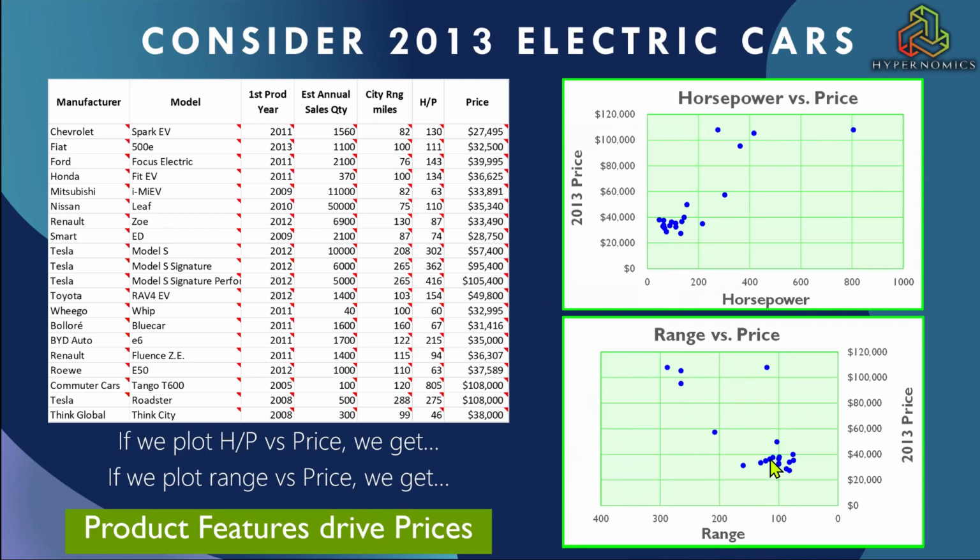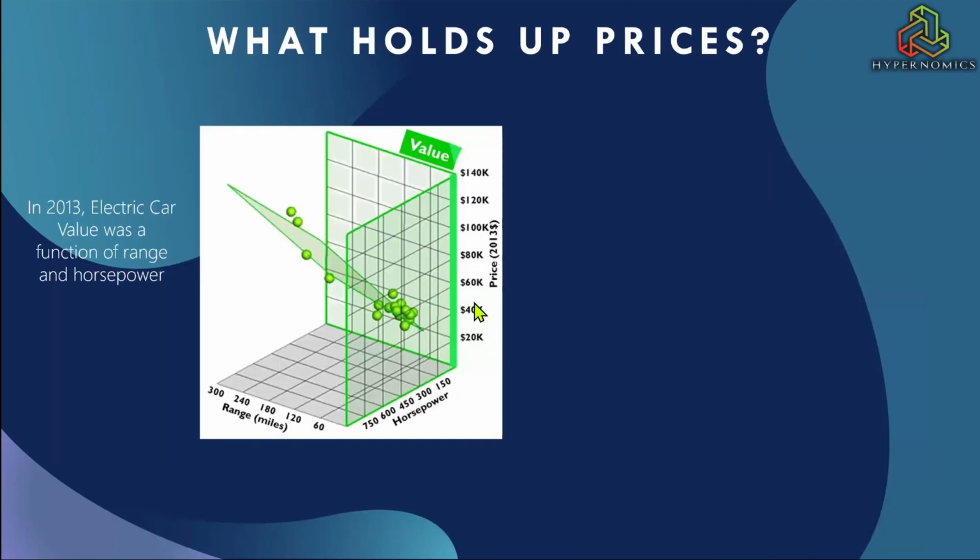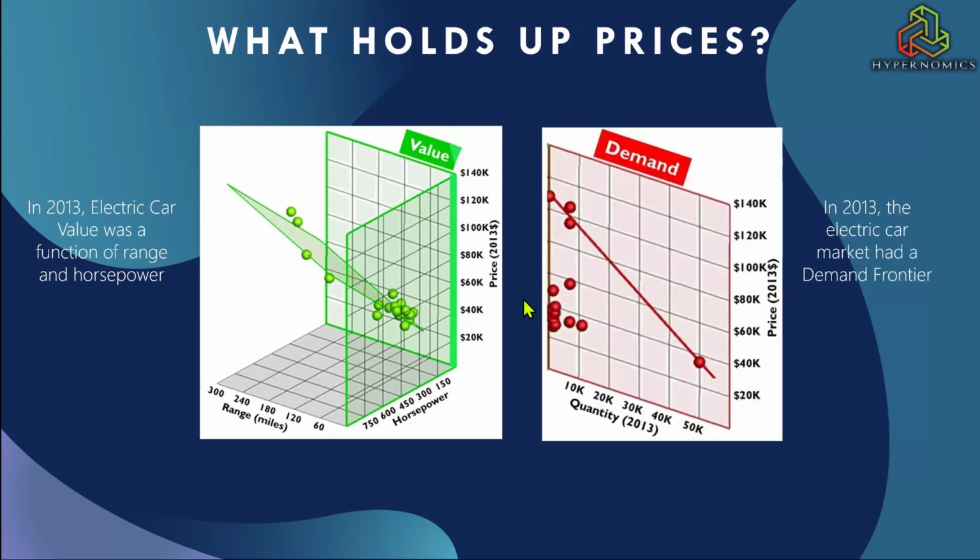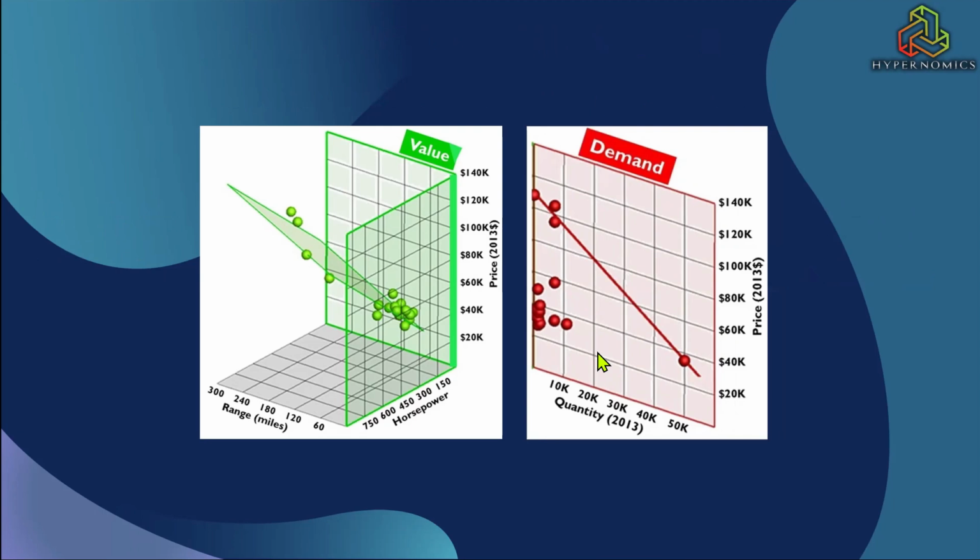drive prices. Now, what holds up these prices? Well, if you were to plot both the horsepower and the range at the same time against price, you discover that the electric car value is a function of both of those things. And this is a statistically significant plane that appears for both of those elements there. And at the same time, there was a demand frontier for the electric car market. Now note that this value space here and this demand plane both share a vertical price axis.